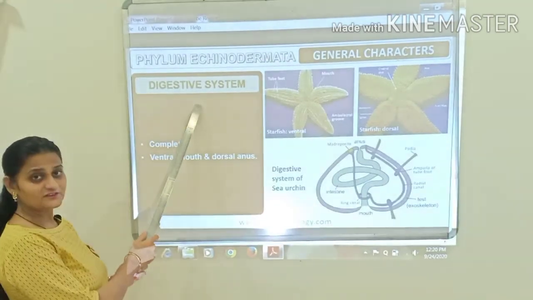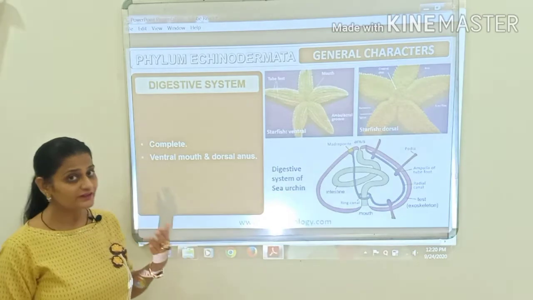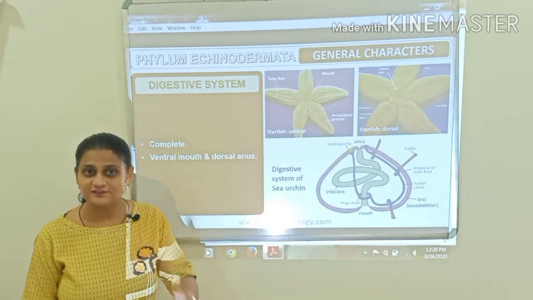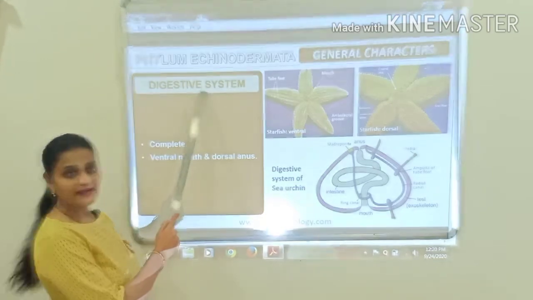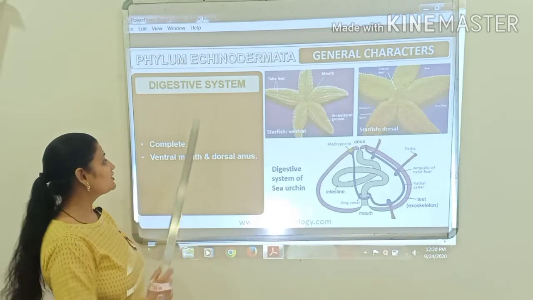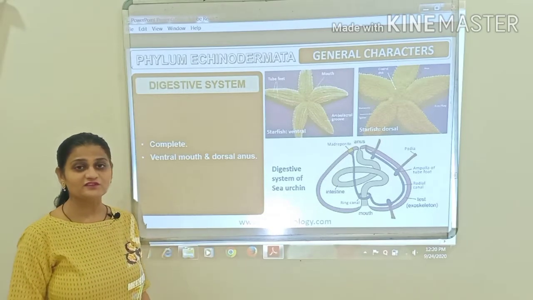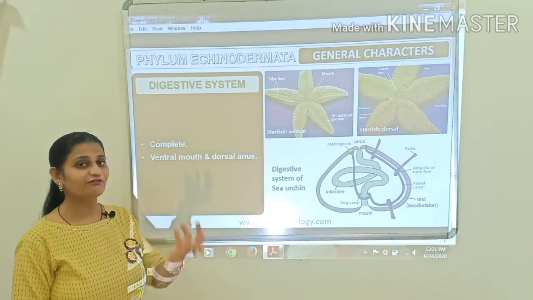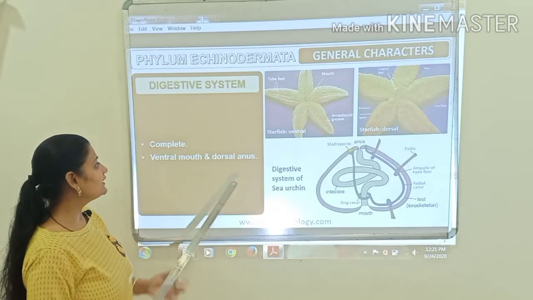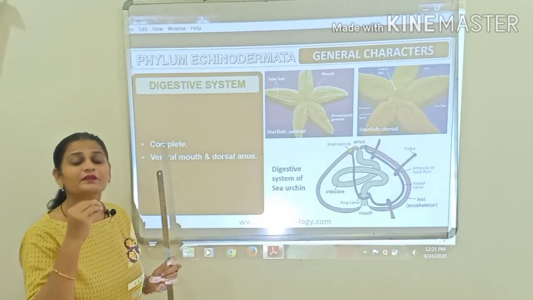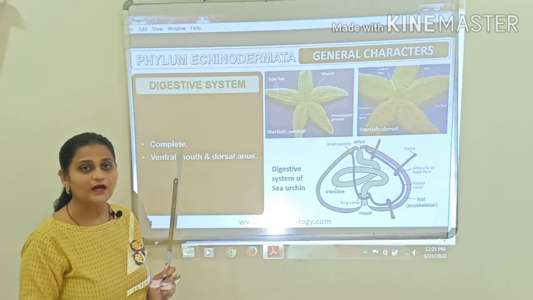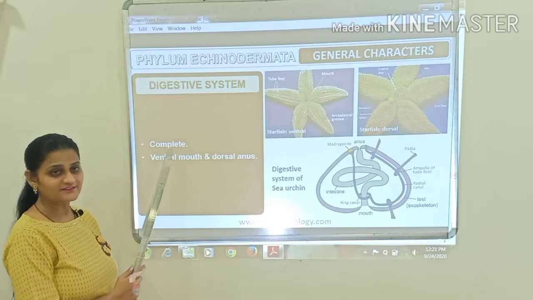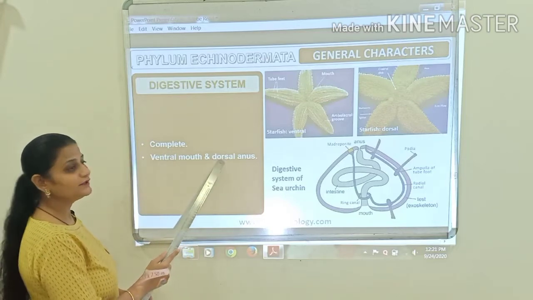Then they have digestive system, as we have learned that they have organ system level of organization. That means in their body there are different organ systems. One of the organ systems is the digestive system, which is complete. Complete digestive system means it has two openings. One is the mouth through which the food is ingested, and the other one is the anus through which the waste material is egested out of the body. Okay, and the mouth is present on the ventral side and the anus is present on the dorsal side.